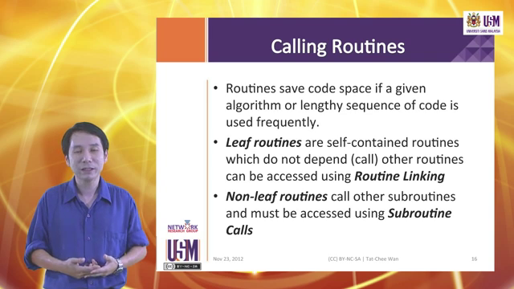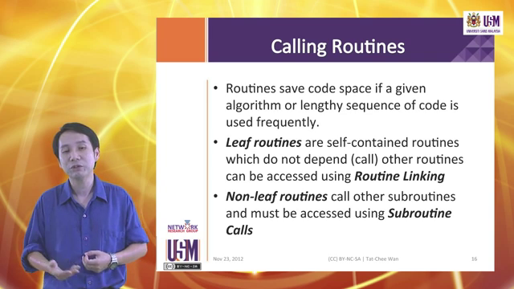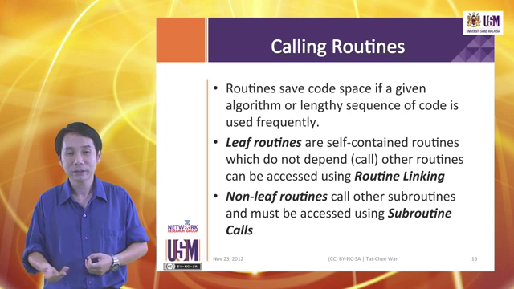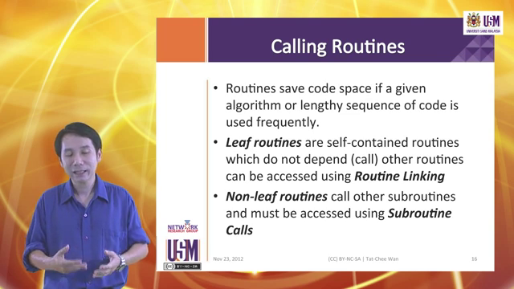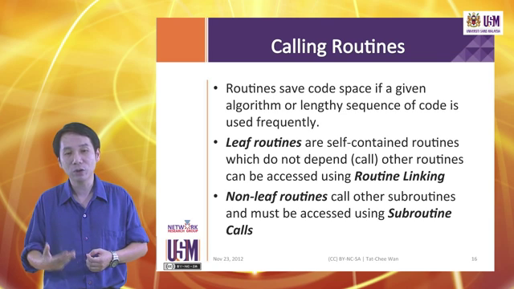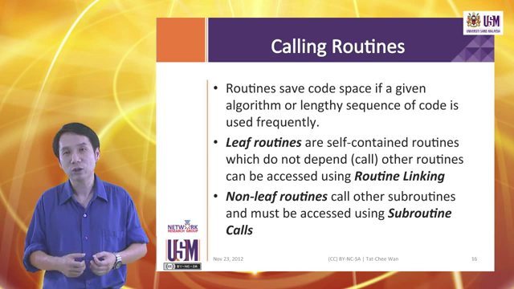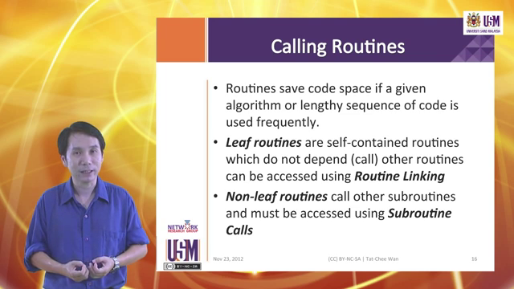So there are two types of routines that we can write. The first type of routine is called a leaf routine, which is a self-contained routine that does not depend on or call other routines. So this type of routine, such as leaf routines, can be accessed using routine linking. Now, the second type of routines are known as non-leaf routines. Non-leaf routines can call other subroutines and therefore must be accessed using subroutine calls, which involve the storing of the return address on the stack.